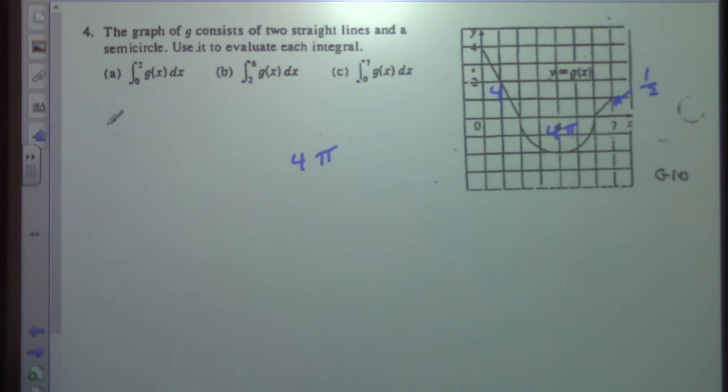So what do we have for part A here? We have 0 to 2, that's going to be 4. From 2 to 5, we're going to have this one be negative 4 pi. And from 0 to 7, we're going to have, what's that going to be? 4 minus 4 pi plus 1/2. So it'll be like 4.5 minus 4 pi. That's going to be your answer to this one here.